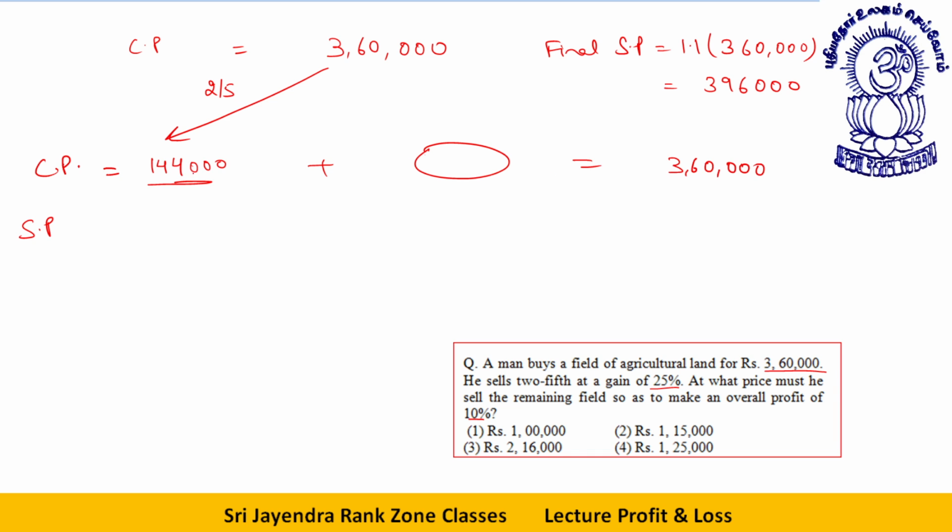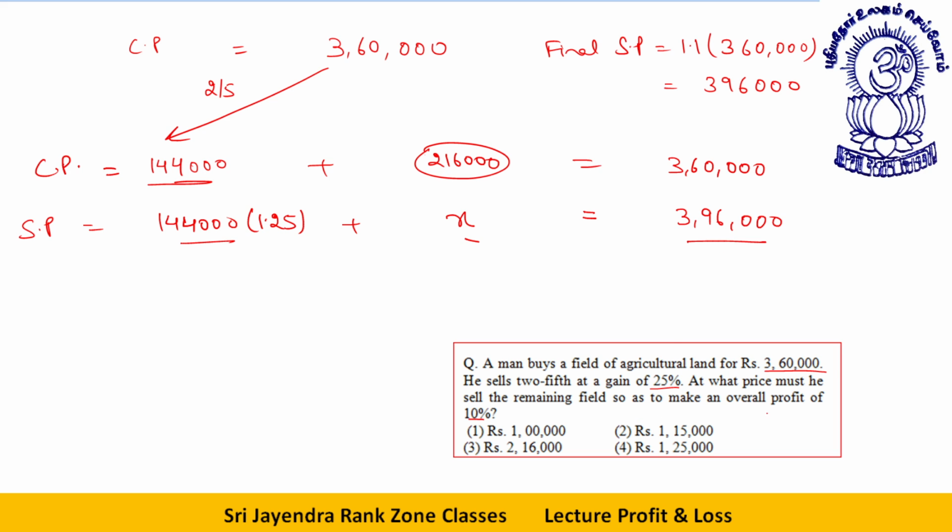3,60,000. 144 plus 21600. Now this, how is this sold? This is 1,44,000. On this, a profit of 1.25, 25% is made. Plus this is sold at a price X, will give you 3,96,000. This much plus X rupees will give you a total value of 3,96,000.